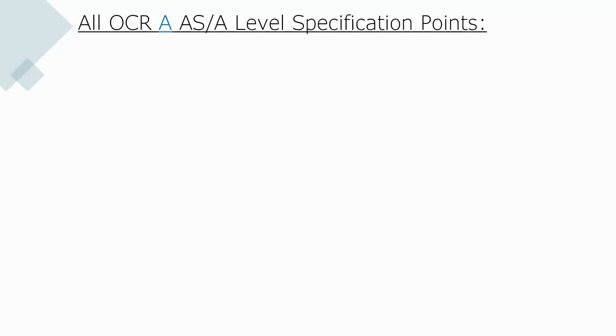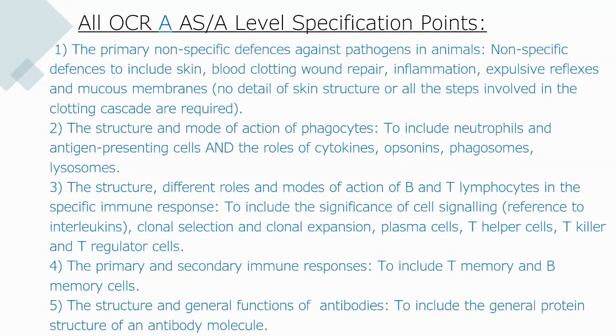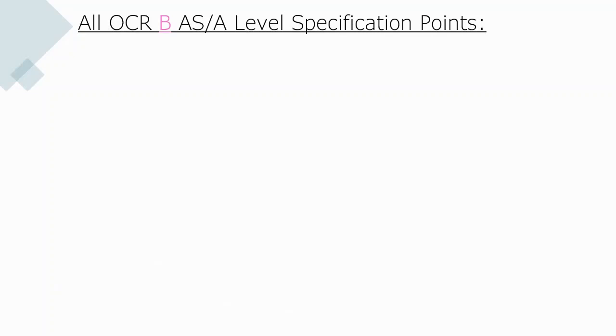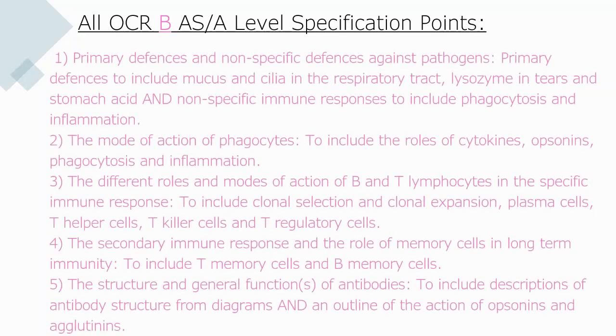I'm just going to quickly go through the main ideas of the specification points. For OCR A, it's non-specific defences, the structure and action of phagocytes, also the structure and roles of B and T cells, as well as the primary and secondary immune responses and antibodies. And then for OCR B, we again have primary and non-specific defences, phagocytes, roles of B and T cells, the secondary immune response and antibodies as well.